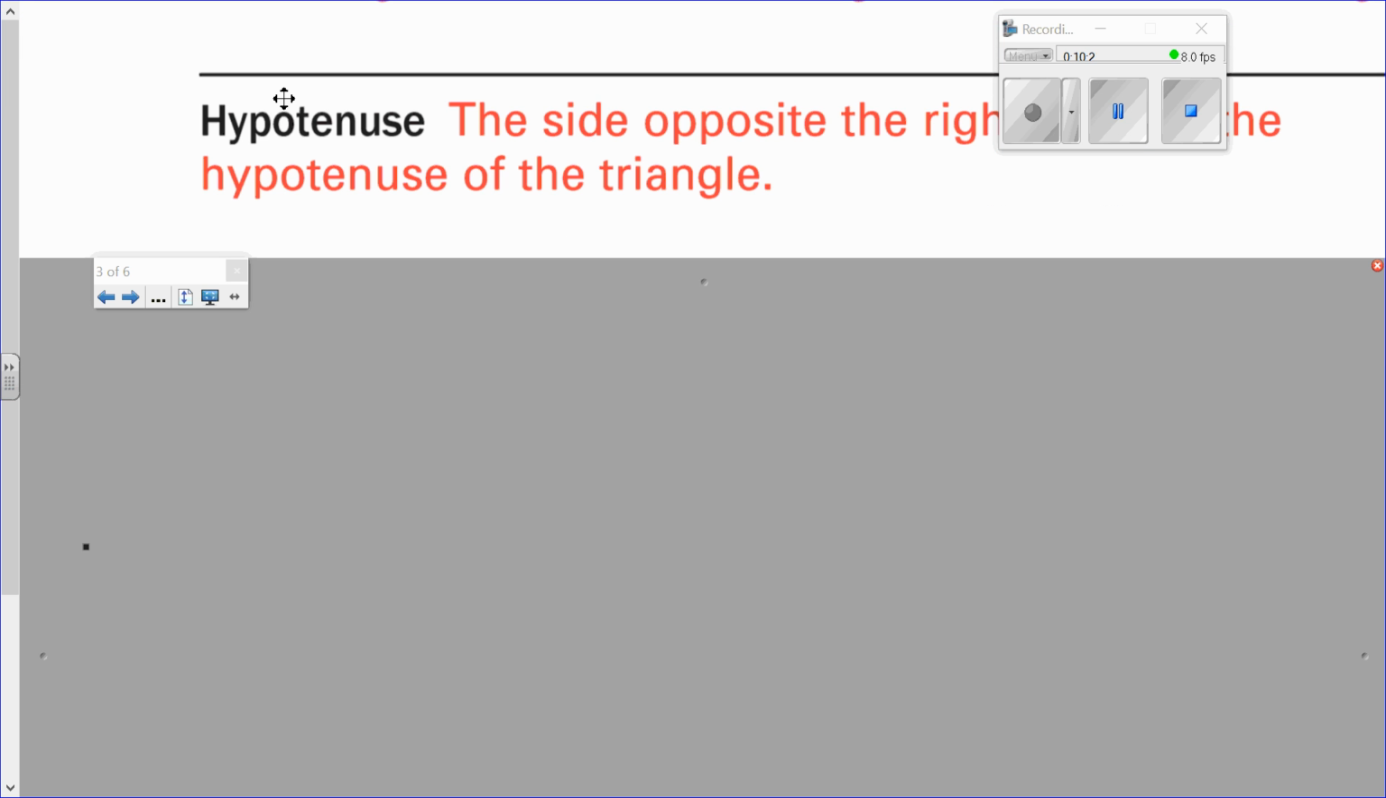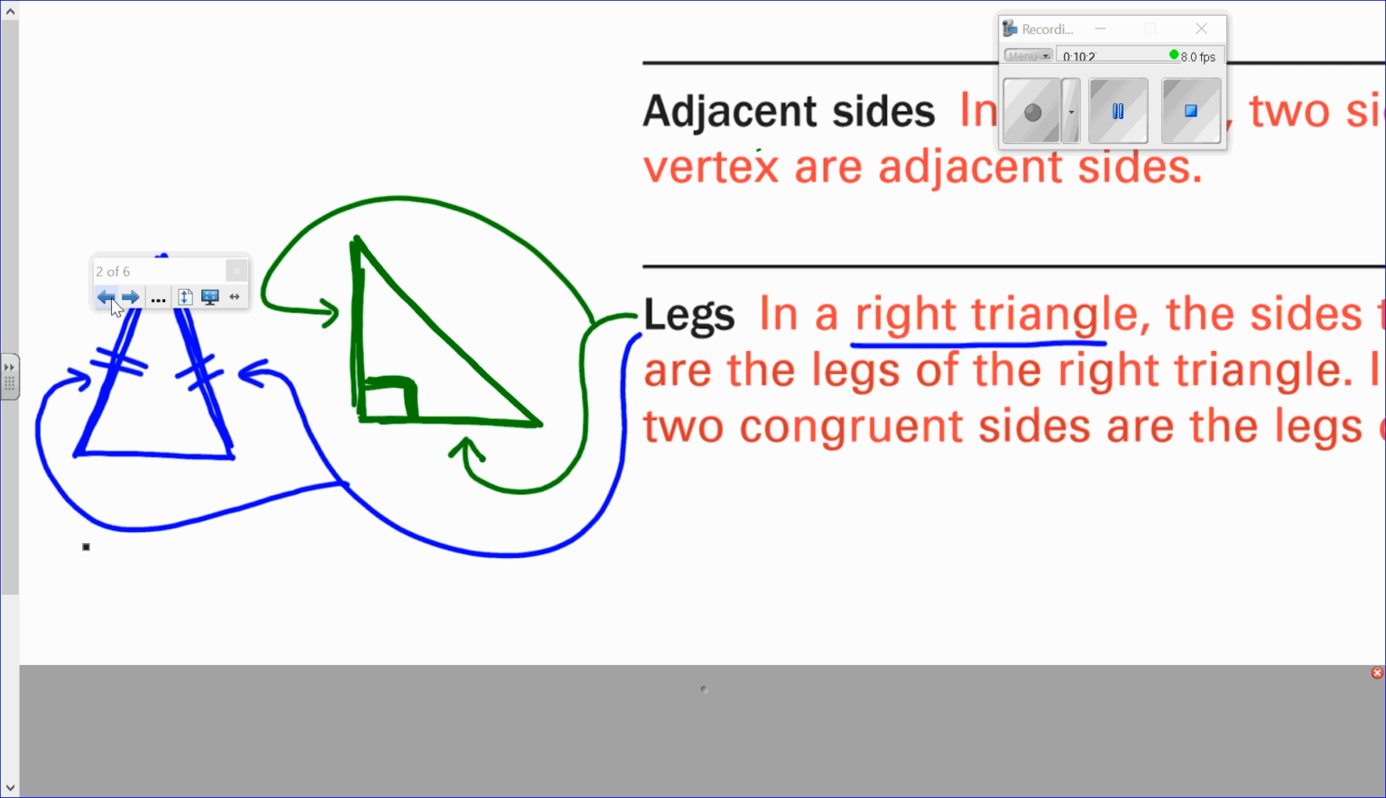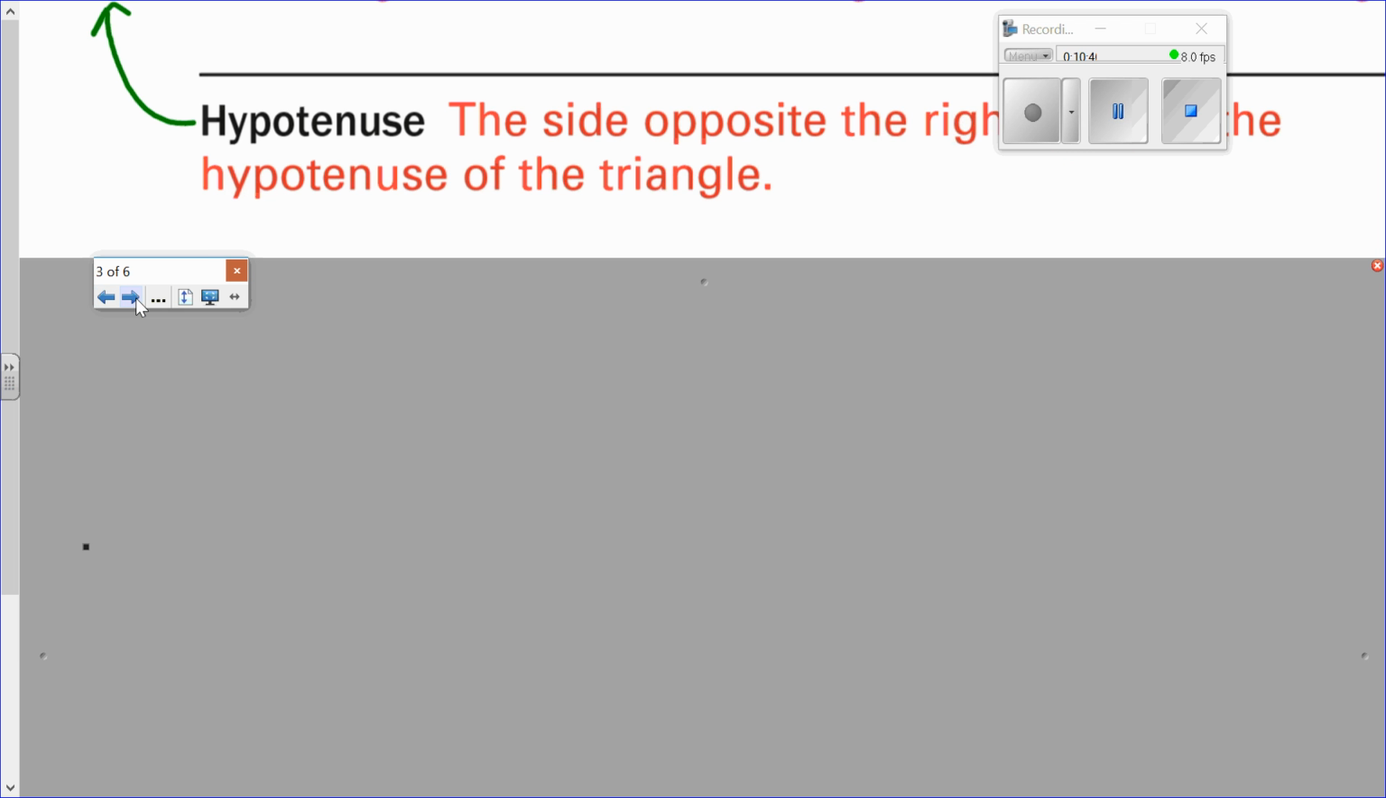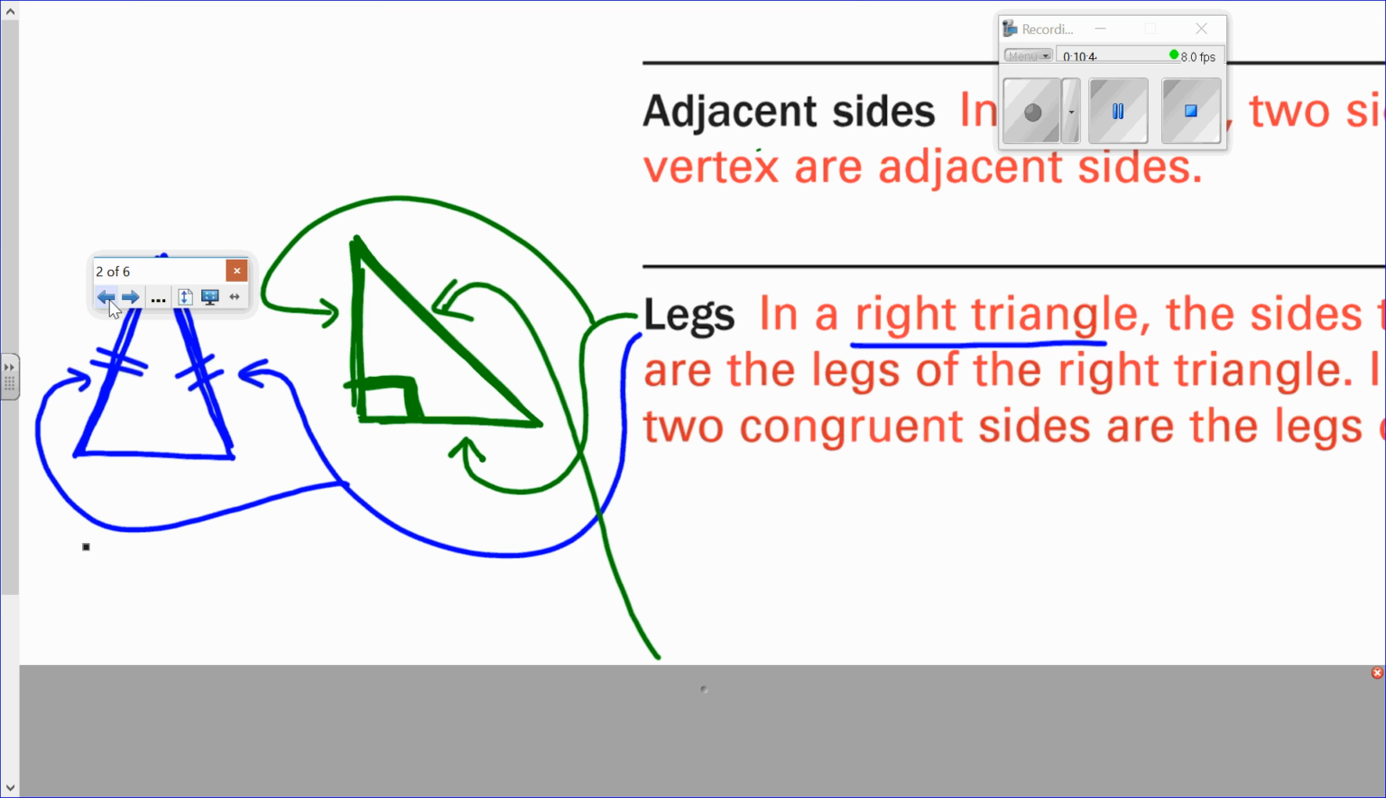So what I want you to do is draw an arrow from hypotenuse up to the previous right triangle that we drew. Put an arrow going up, and it's this third side. Notice how this third side right here is opposite the right angle. Okay? So draw a line from hypotenuse up to the previous picture of a right triangle. I'm bringing the arrow up. And this side is the hypotenuse.